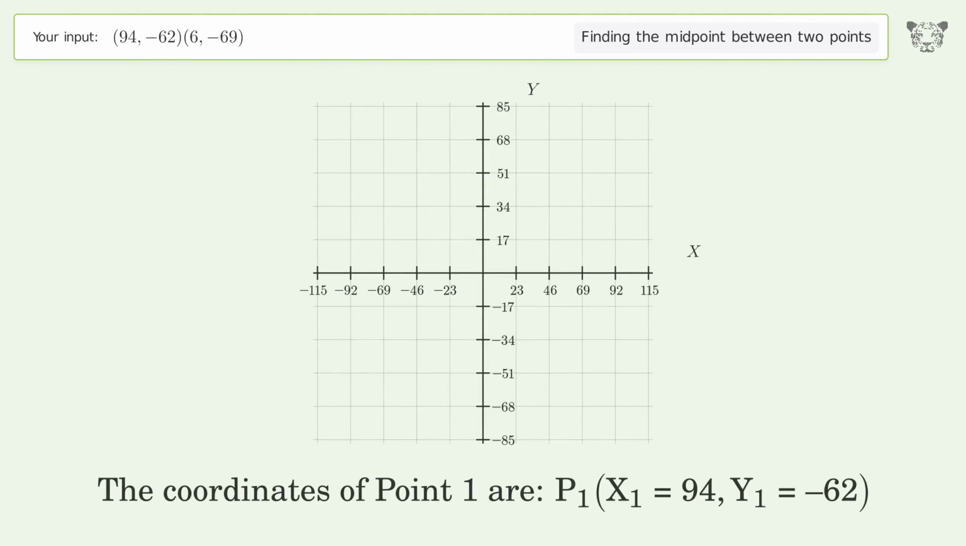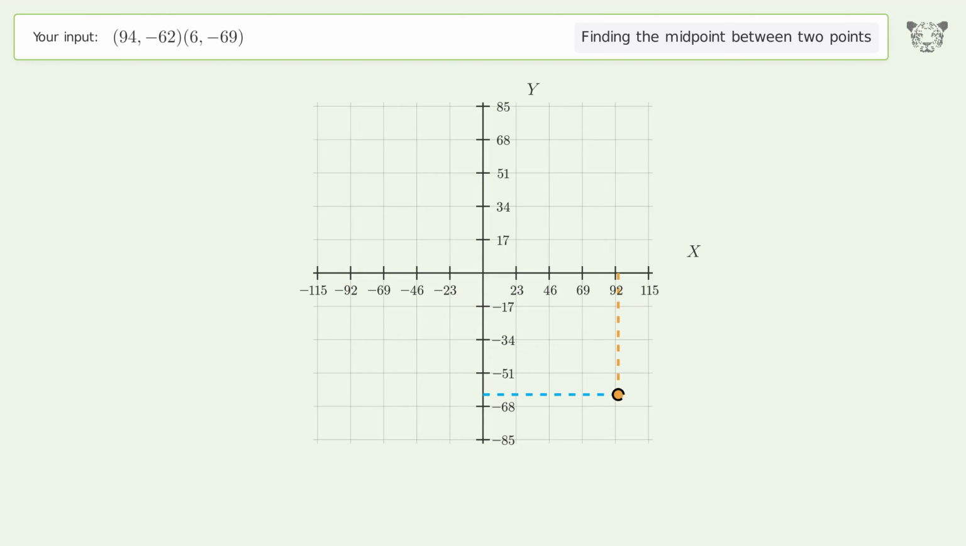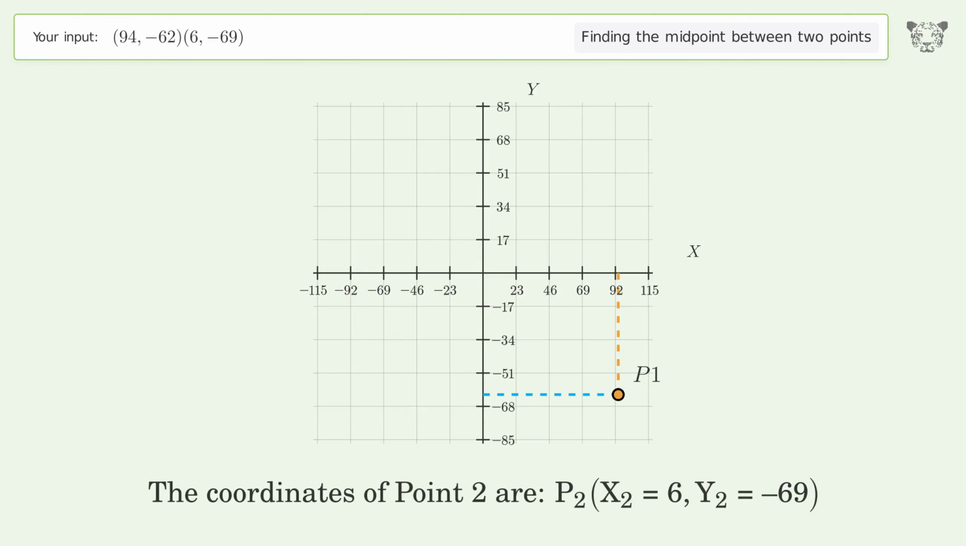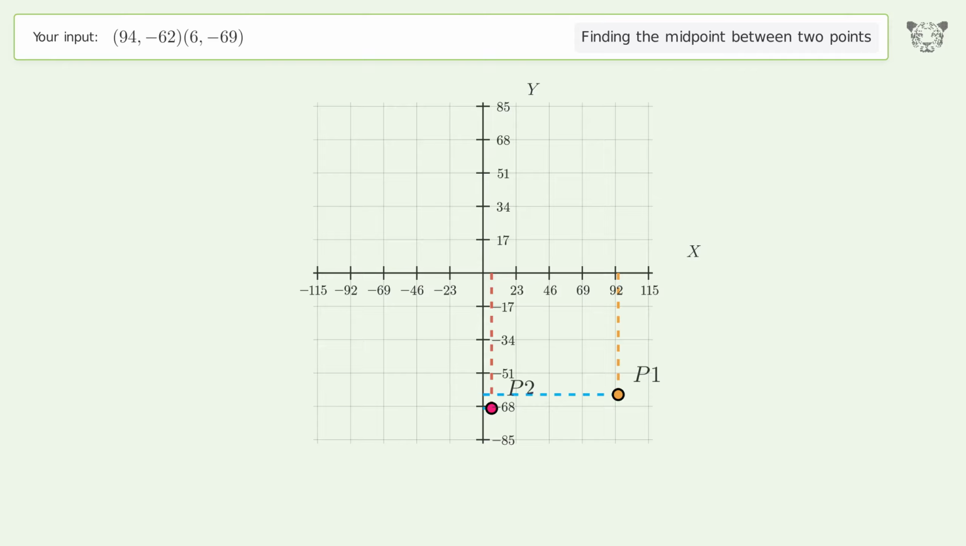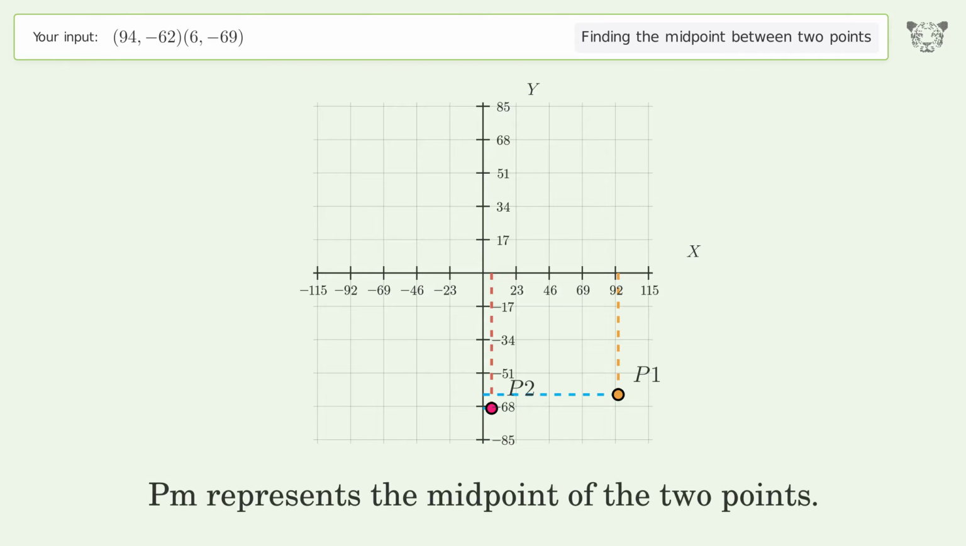The coordinates of point 1 are, x1 equals 94, y1 equals negative 62. The coordinates of point 2 are, x2 equals 6, y2 equals negative 69. PM represents the midpoint of the 2 points.